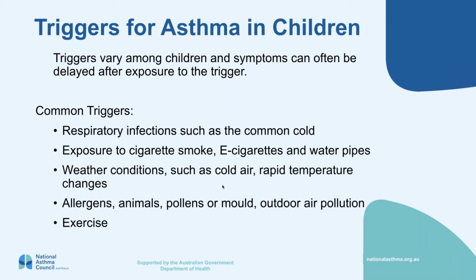So triggers for asthma in children can vary and symptoms are often delayed after exposure to the trigger. Common triggers are respiratory infections such as the common cold. That's probably the most common trigger. Exposure to cigarette smoke, e-cigarettes and water pipes. Weather conditions such as cold air or rapid temperature changes. Allergens, animals, pollens or mold or outdoor air pollution. And believe it or not, exercise and laughter, which is awful. We don't want laughter to be a trigger for asthma, but unfortunately it can be.